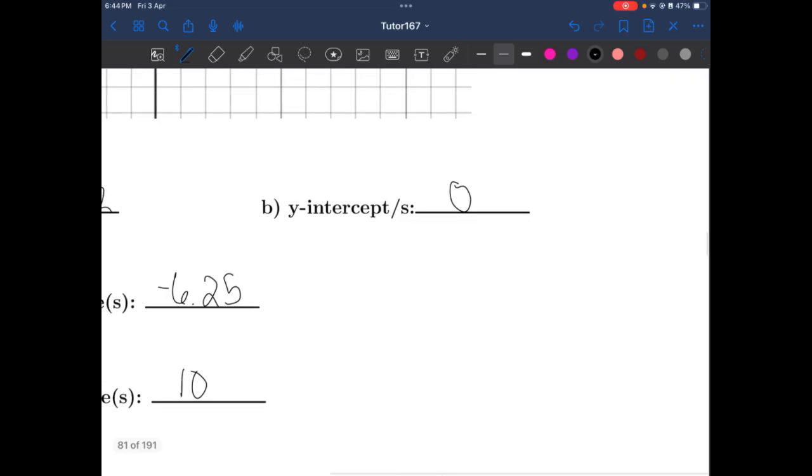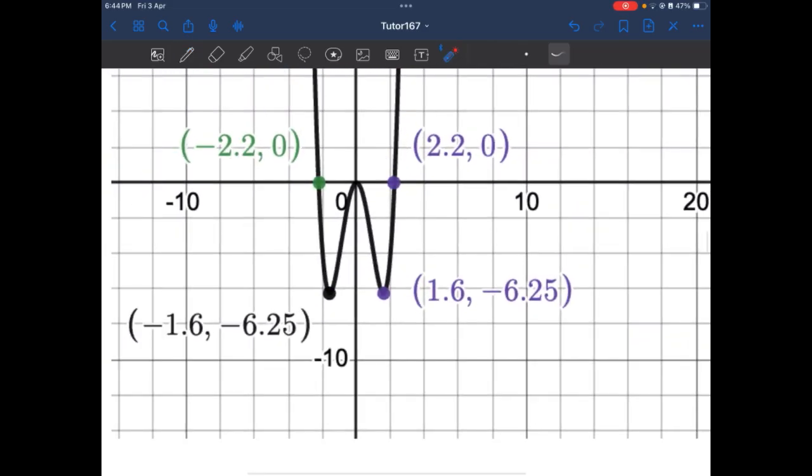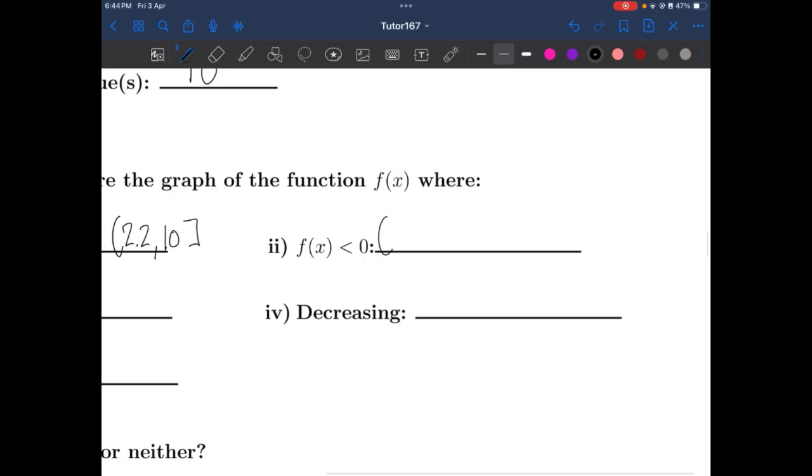f of x is less than 0, so that's where the graph is below 0. Again, we list the x values. So we have negative 2.2, 0, union 0, 2.2.